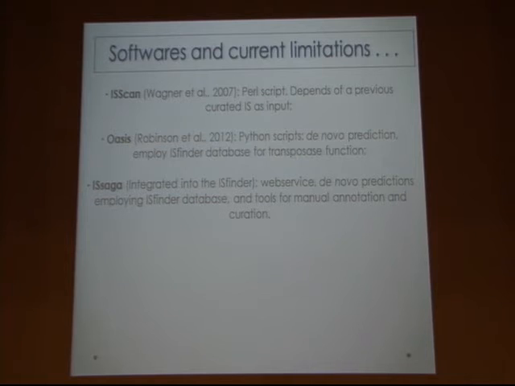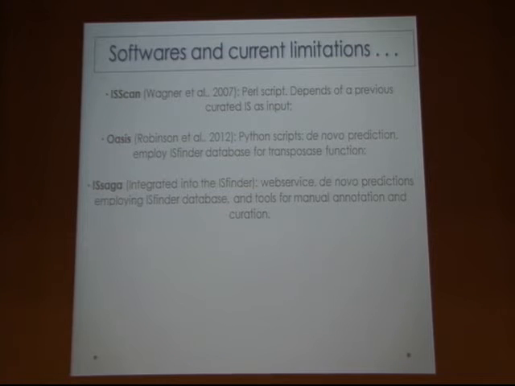What do we have now about identification of insertion sequences in genomes? We have one program developed by the Wagner group in 2007, ISsaga, which is written in Perl scripts and depends on a previously created IS as input. And this is a limitation because we need to identify the IS to use the software. Okay. We have OASIS, which is written in Python and does a de novo prediction, employing the ISFinder database for transposase function. This is a pretty nice software.